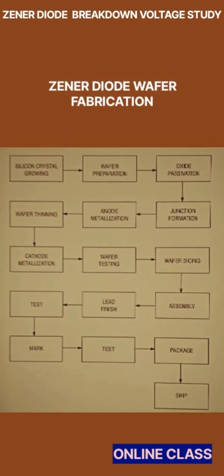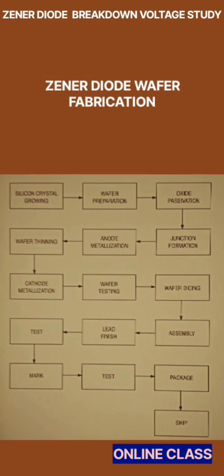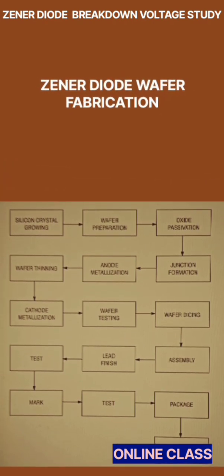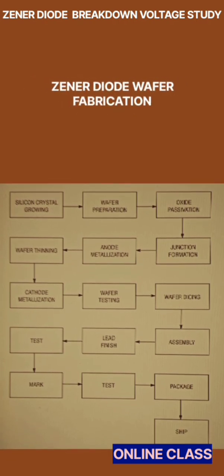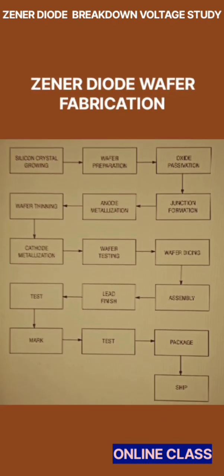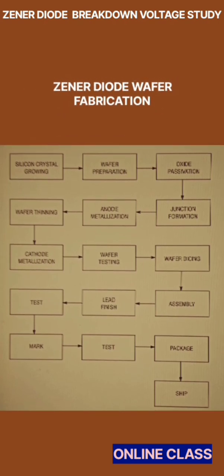For instance, alloy diffused devices offer excellent low voltage references and low leakage properties but lack the surge handling capacity of diffused diodes. The manufacturing process starts with the growth of high quality silicon crystal.